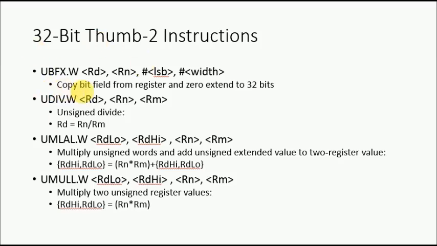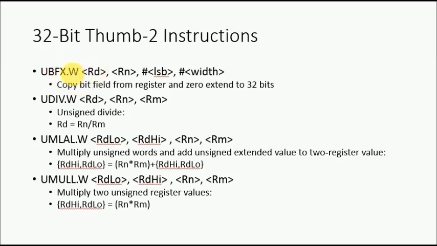UBFX.W Rd, Rn, #lsb, #width. This instruction copies a bit field from the register and zero extends it to 32 bits. So this instruction only copies the field which is specified here, and that will be extended with 0. Mainly these instructions are similar to the SBFX instruction, but here we are using the unsigned method.